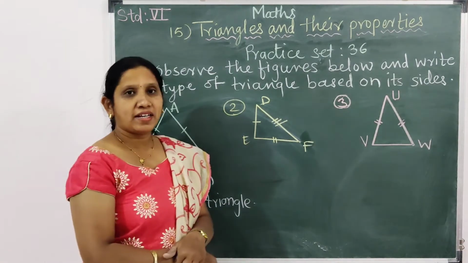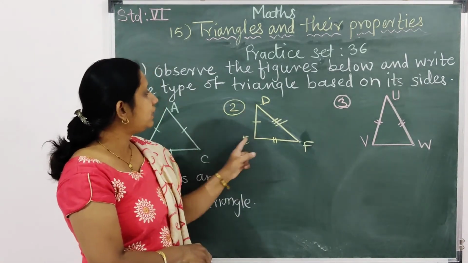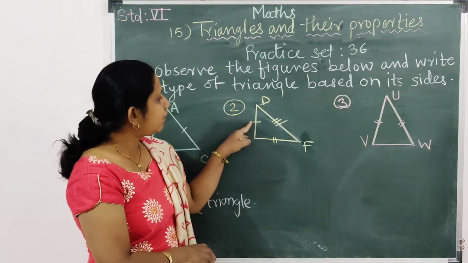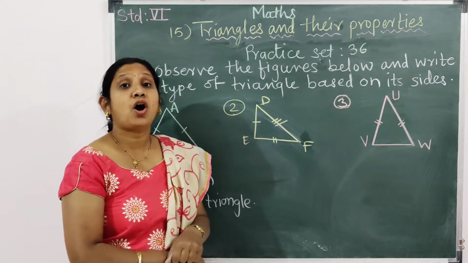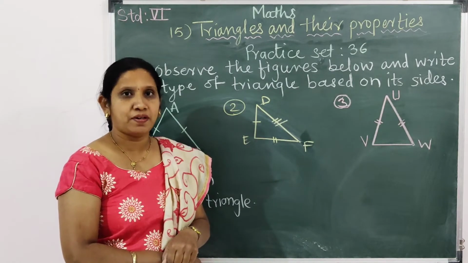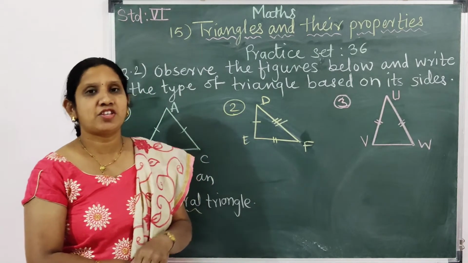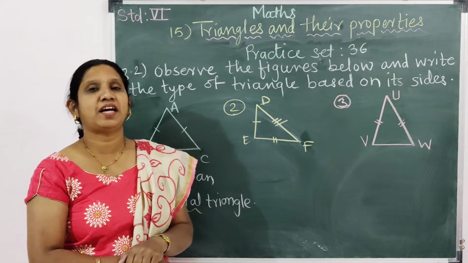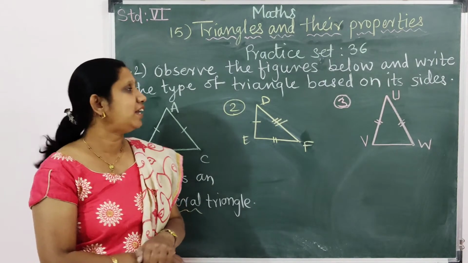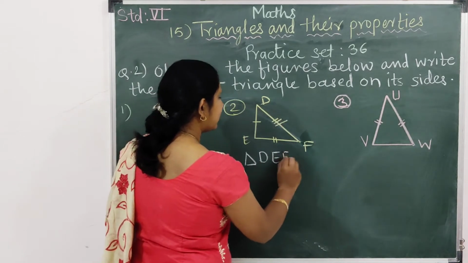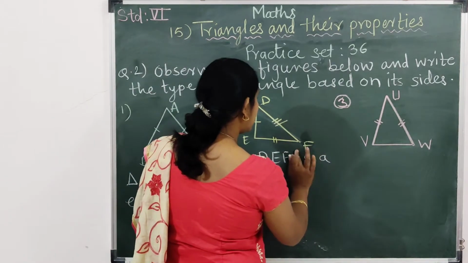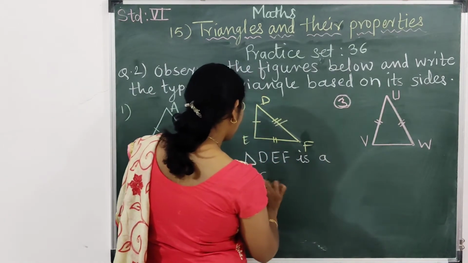Now, look at the second diagram. For this triangle DEF, here one single line, here two lines, here three lines. It means all three sides are different. We have studied the definition: when no two sides are equal, that is a scalene triangle. So, triangle DEF is a scalene triangle.